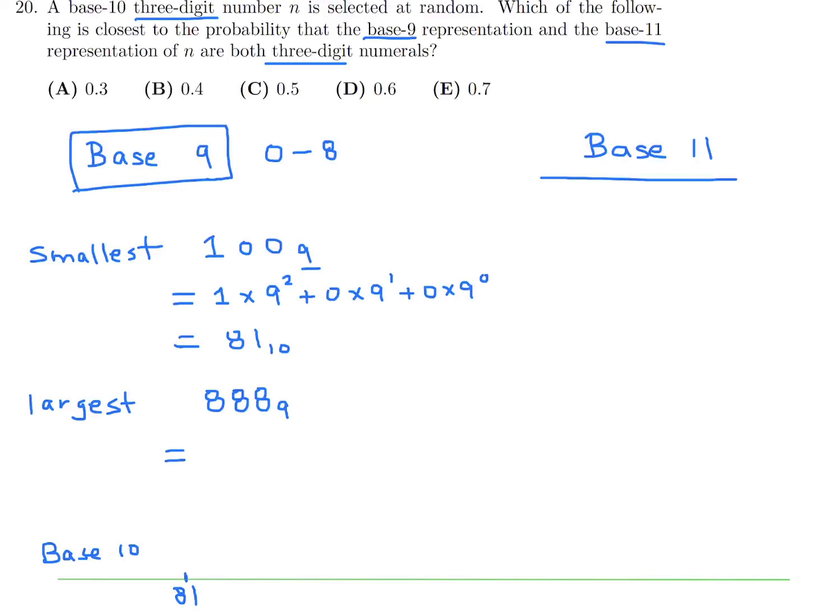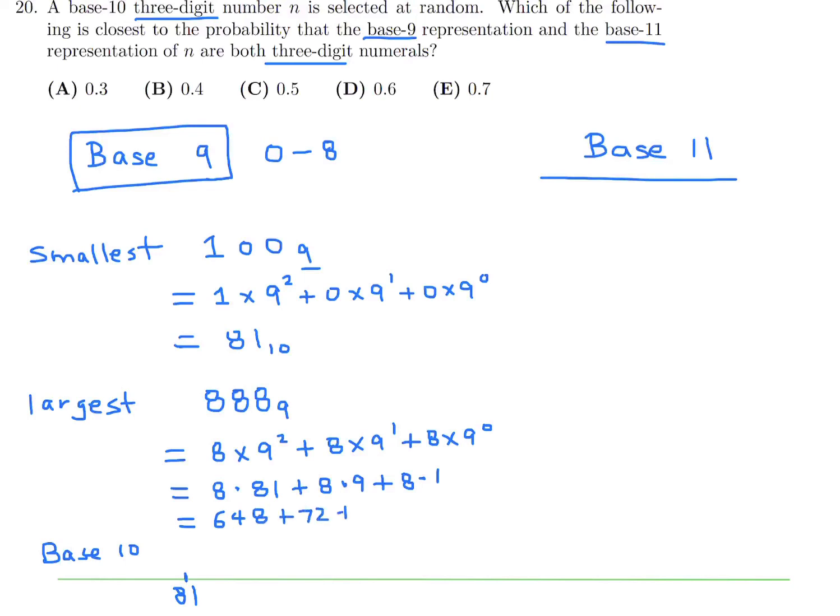Well, let's convert this to base 10. It would be 8 times 9 squared plus 8 times 9 to the power of 1 plus 8 times 9 to the power of 0. So this is 8 times 81 plus 8 times 9 plus 8 times 1. So 8 times 81 is 648 plus 72 plus 8, and that totals 728. So here we go. We got another number in here, 728. So this is our range so far of our numbers, but only for base 9.